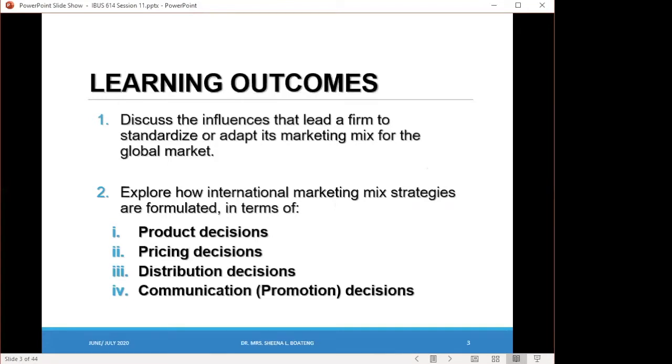And then secondly, we will be able to explore how international marketing mix strategies are formulated in terms of product decisions, pricing decisions, distribution decisions, and then promotion or communication decisions. And for today's first part, we will be looking specifically at product decisions and pricing decisions.